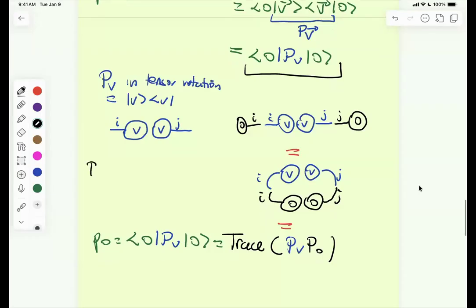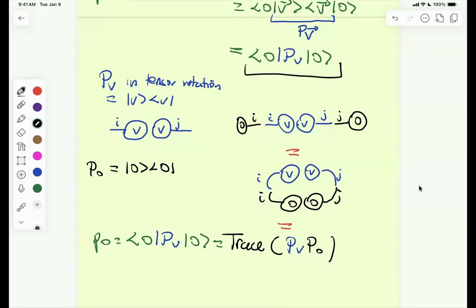P0 would be, the vector 0 is a vector, right? So you can do the projection associated to that vector. So P0 is just the projection for that vector. But the thing is that there are two projections here at play, right?